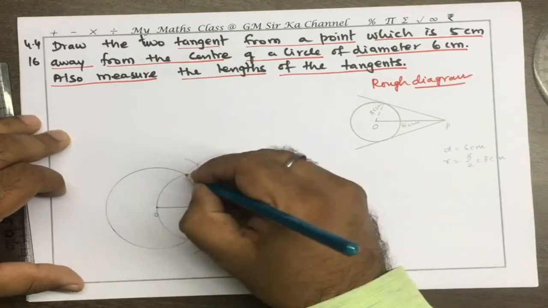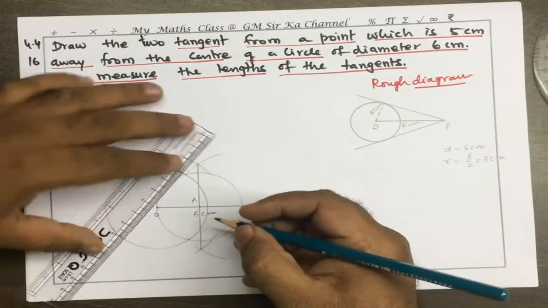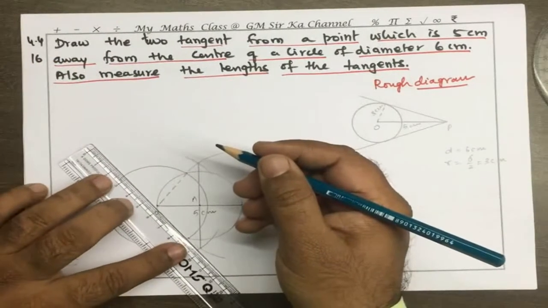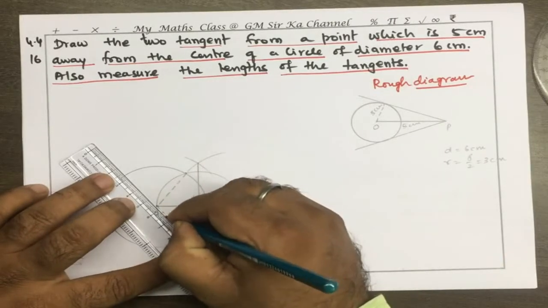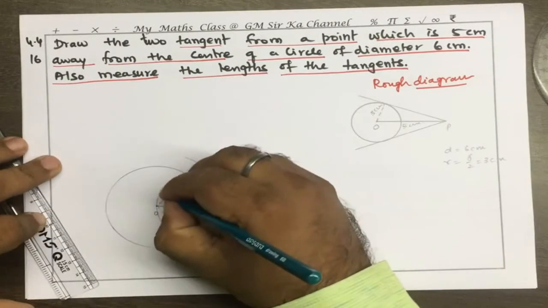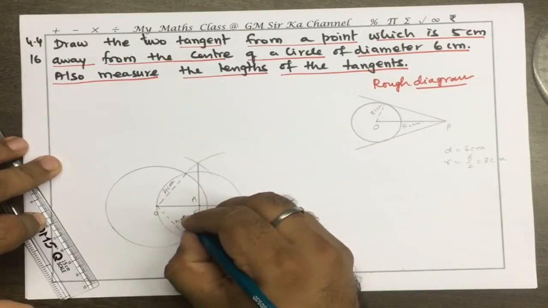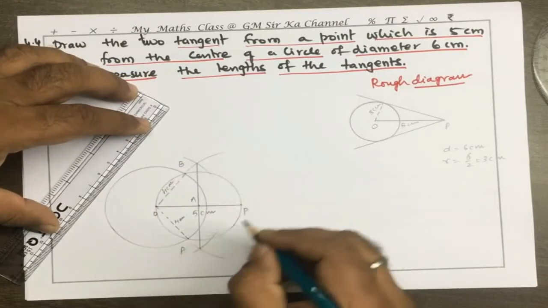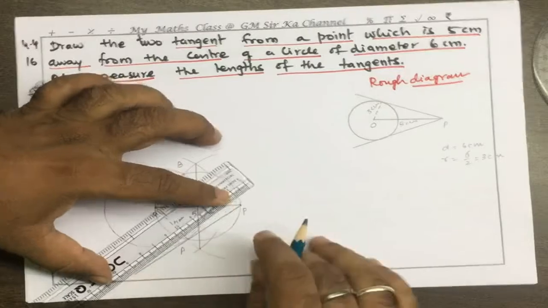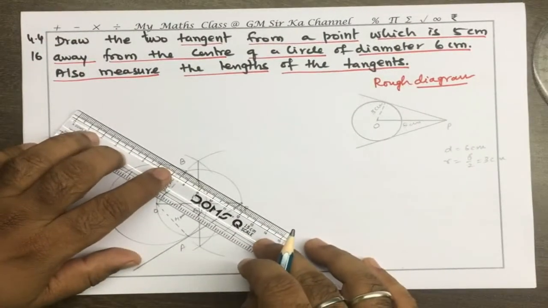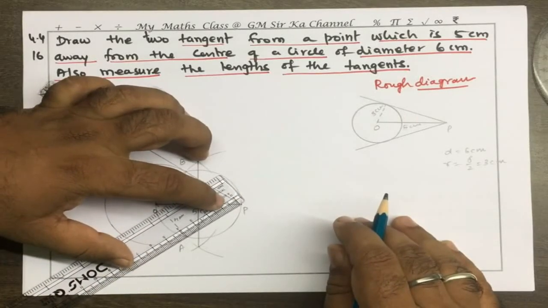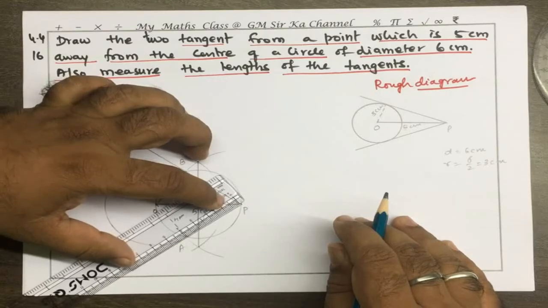From this point and this point, four centimeter as radius. We have to draw the tangents PA and PB like this. Now we have to measure it. The tangent is equal to 4 centimeter.